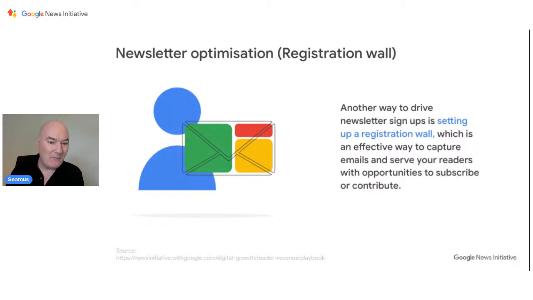Another example here would be the registration wall. This is another way to drive newsletter signups, by setting up a registration wall. An effective way, many people would say, to capture those crucial emails, making sure that people are voluntarily handing over some of this information so we can have this dialogue, this interaction with them, serving the readers with opportunities to subscribe or to contribute.